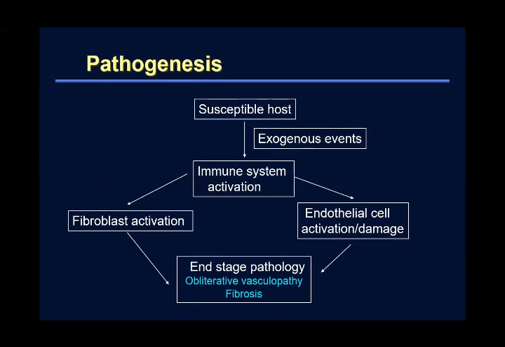Pathogens: the patient is exposed to some exogenous events leading to immune dysregulation and immune system activation, leading to fibroblast activation and endothelial cell activation, leading to thickening of the skin and later on fibrosis.